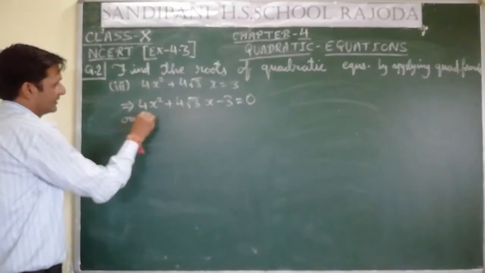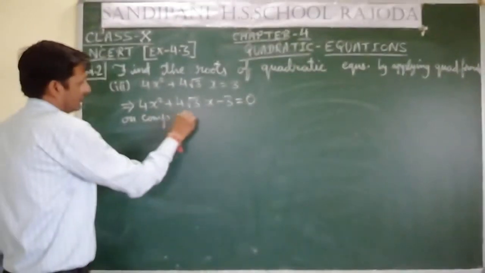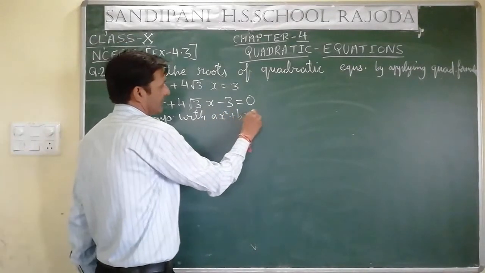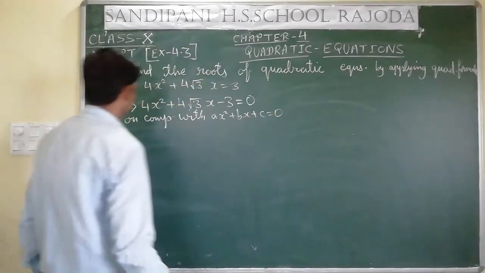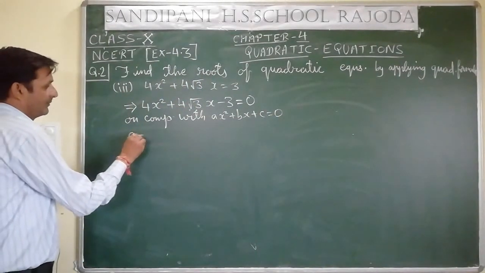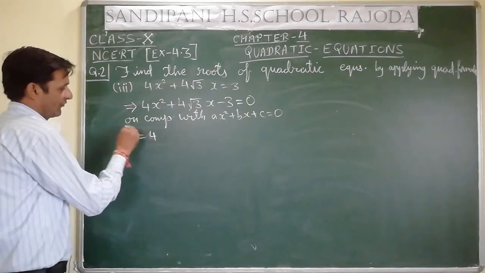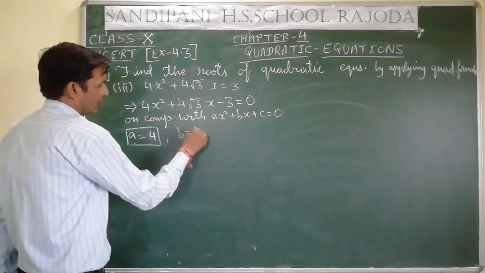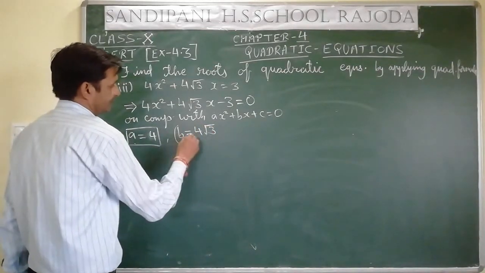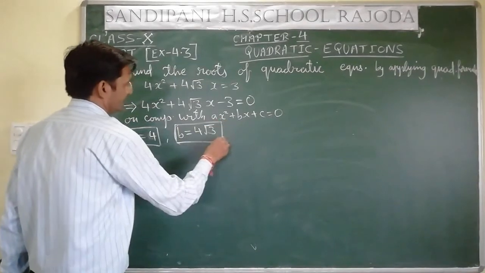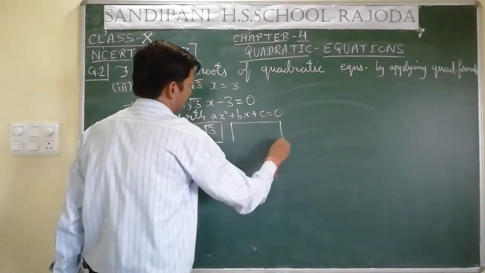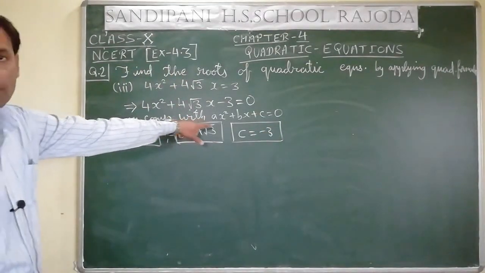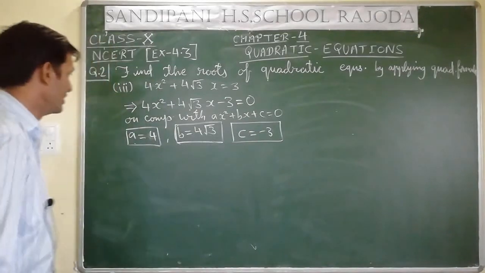On comparing with ax square plus bx plus c is equal to 0, in place of a, 4 is there, coefficient of x square. That is a is equal to 4, b is equal to 4 root 3, this is also well clear, and c is equal to minus 3. These are the values of a, b, c on comparing with standard form of quadratic equation.